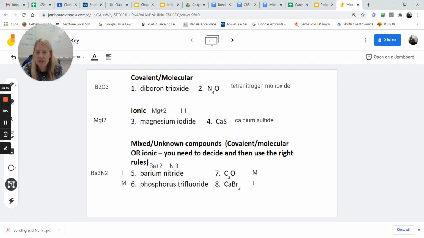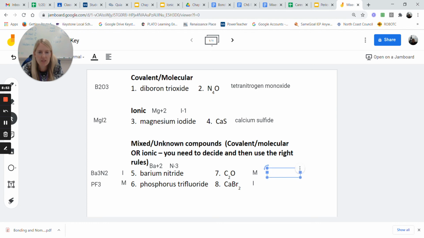Next, I have phosphorus trifluoride. I don't have to look up any charges because there's a prefix in there. So that means I have 1 phosphorus and 3 fluorides or fluorines. And fluorine is just F, not FL. So I can double check that on my periodic table if I need to.